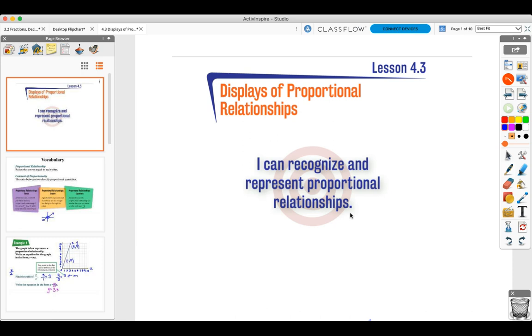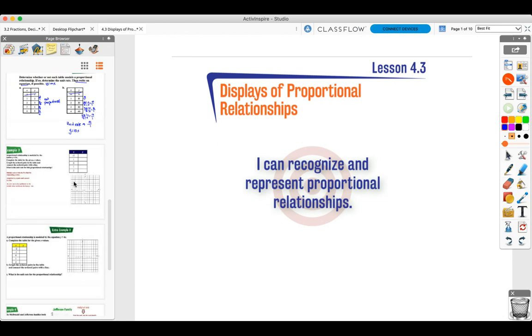Hey students, this is day 2 on the lesson on displays of proportional relationships, and you should be able to continue further, expand on what we talked about yesterday on representations of proportional relationships. All right, so let's scroll down to where we left off.